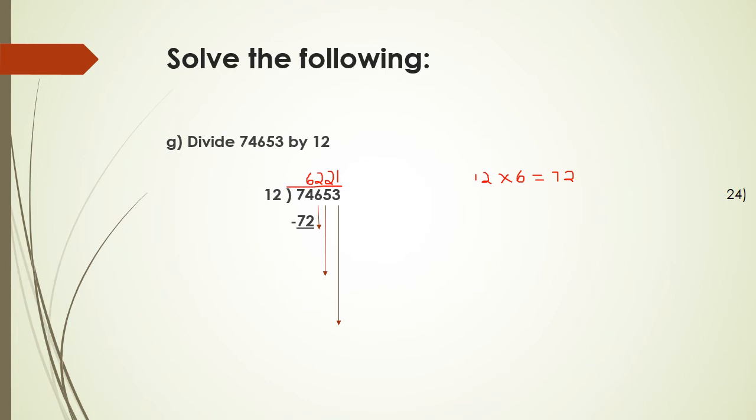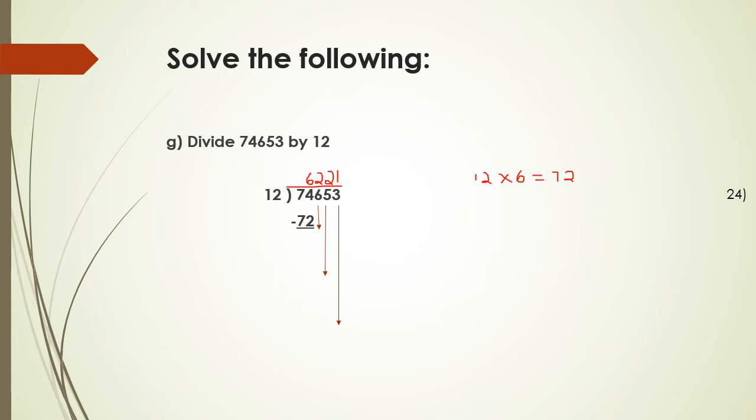nearer number. So now 12 times 5 is 60. Then 12 times 6 is 72. So 72 is the nearer number. So 12 is the divisor, 6 is the multiplier, 72 is the product. So now what you have to do? You have to write 6 above the bar. Then 72 you have to write in the dividend.